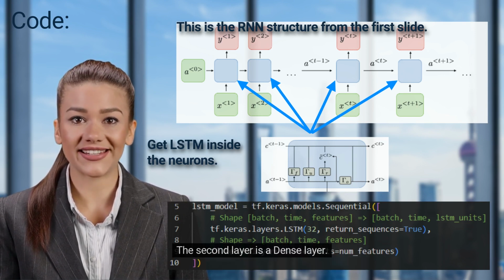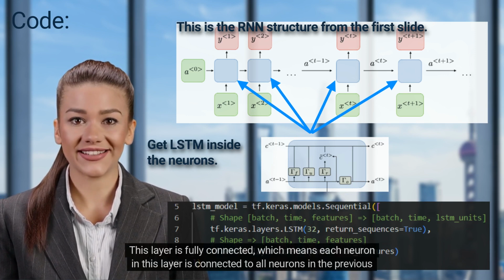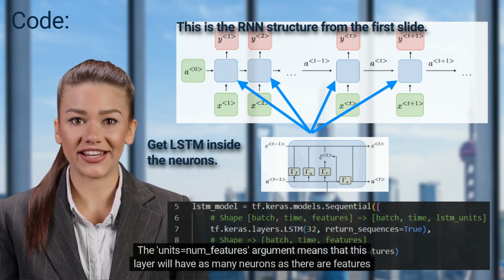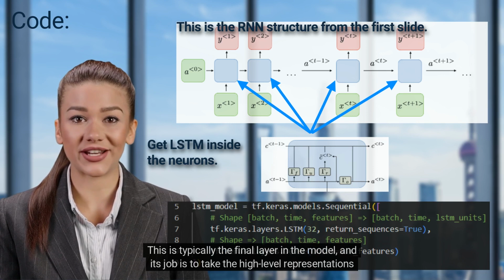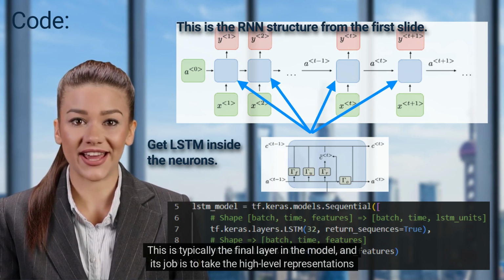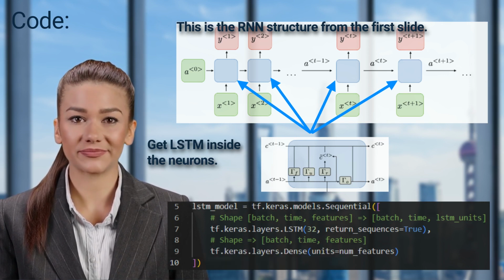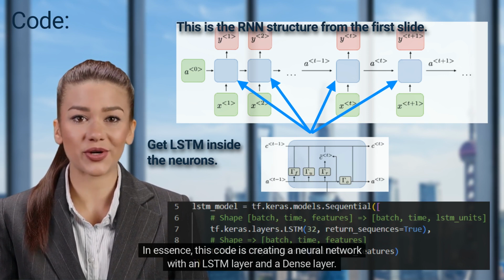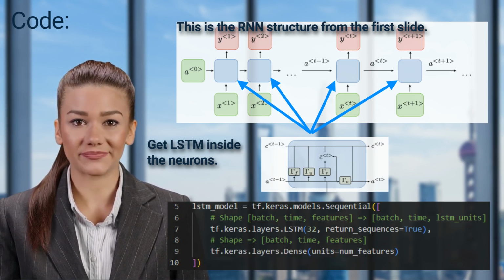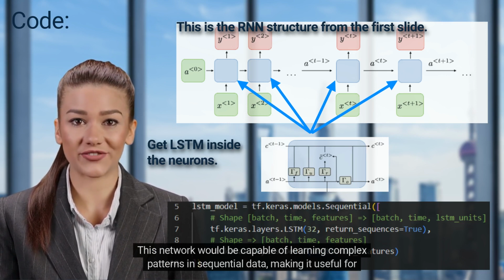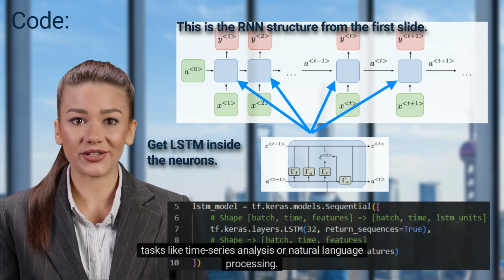The second layer is a dense layer. This layer is fully connected, which means each neuron in this layer is connected to all neurons in the previous layer. The units equals number_features argument means that this layer will have as many neurons as there are features in the data. This is typically the final layer in the model, and its job is to take the high-level representations learned by the previous layers and turn them into a final prediction. In essence, this code is creating a neural network with an LSTM layer and a dense layer. This network would be capable of learning complex patterns in sequential data, making it useful for tasks like time series analysis or natural language processing.